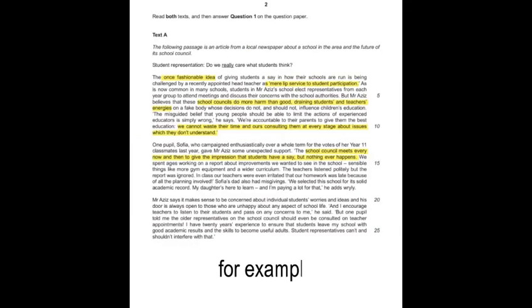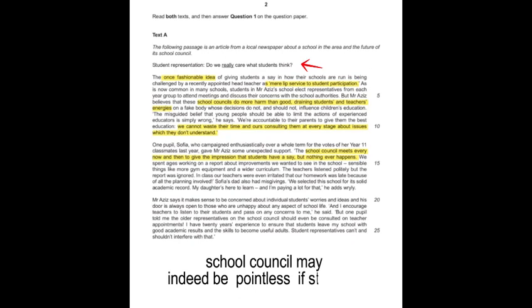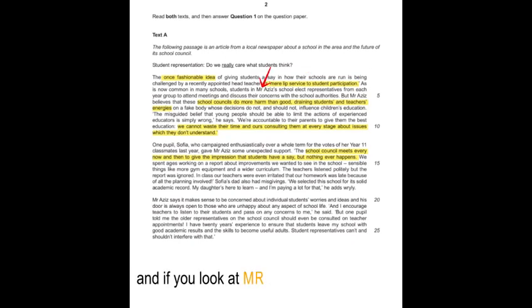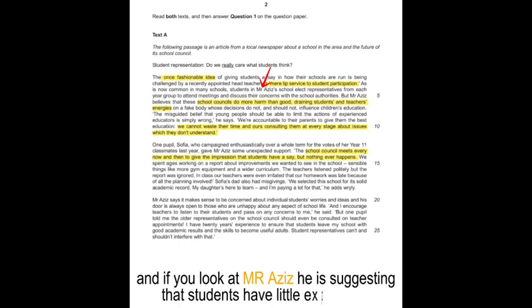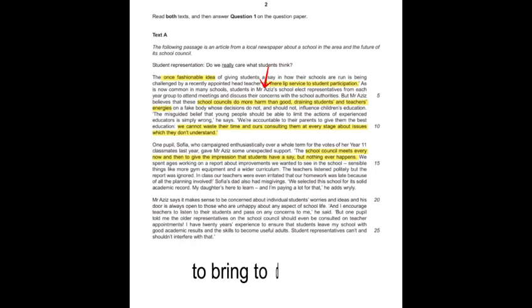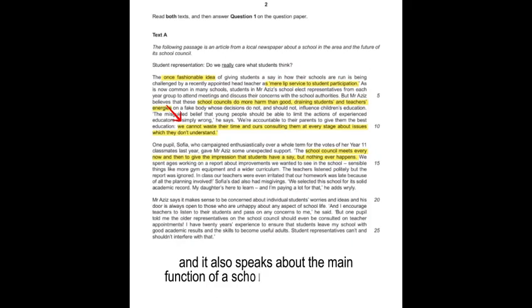For example, in text A, we can take out points like school councils may indeed be pointless if students' decisions are not valued. And if we look at Mr. Aziz, he is suggesting that students have little experience to bring to decisions about school. And it also speaks about the main function of a school, that the function of school is to educate.